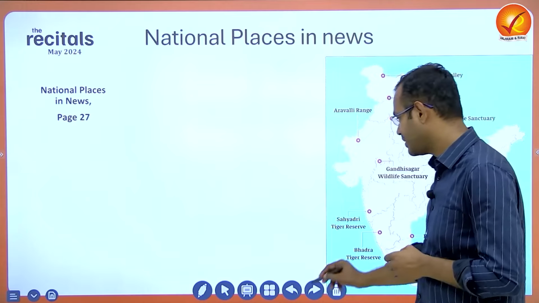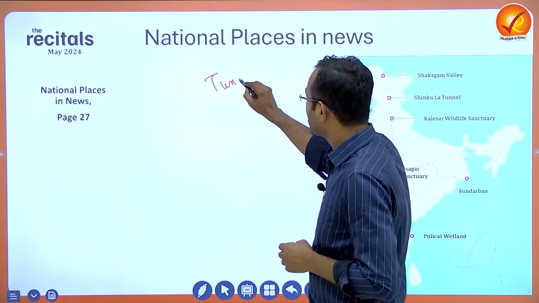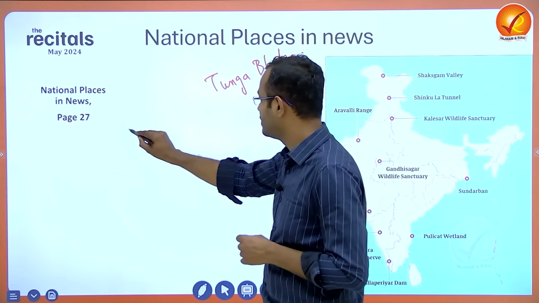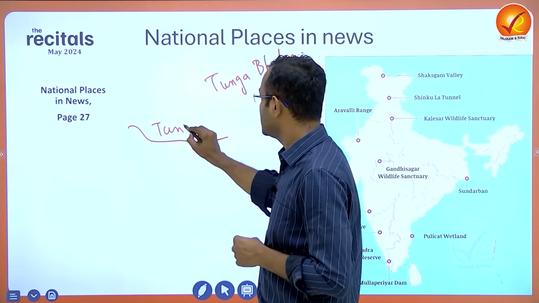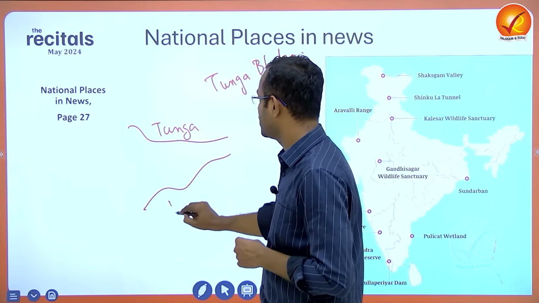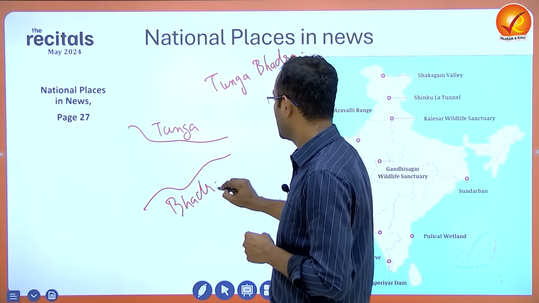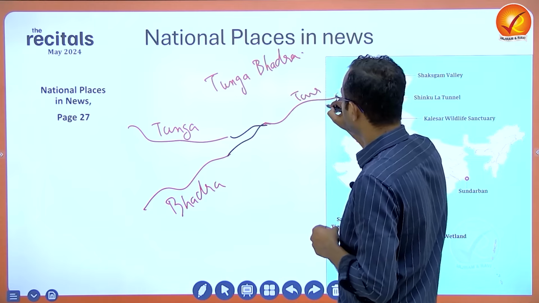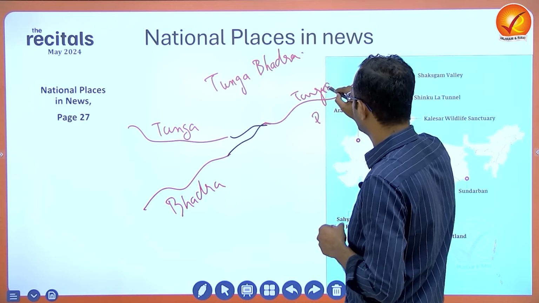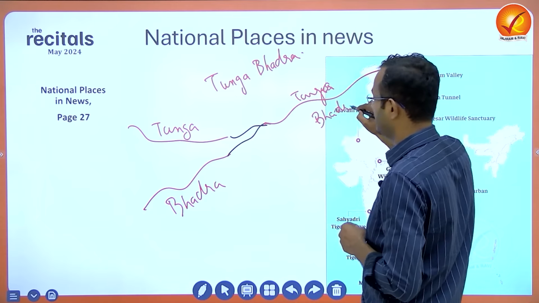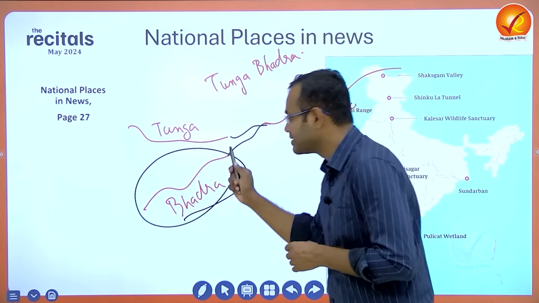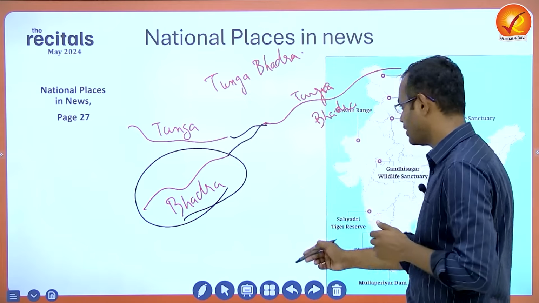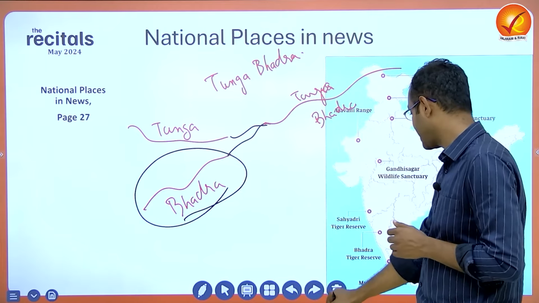Right. Moving to Bhadra Tiger Reserve. See, you would have come across a river called Tungabhadra. The Tungabhadra originates from the confluence of two rivers, Tunga and Bhadra. They both confluence to form the Tungabhadra River. And the Bhadra Tiger Reserve is located in the areas where the Bhadra River is present. An important tiger reserve in the country and in Karnataka.